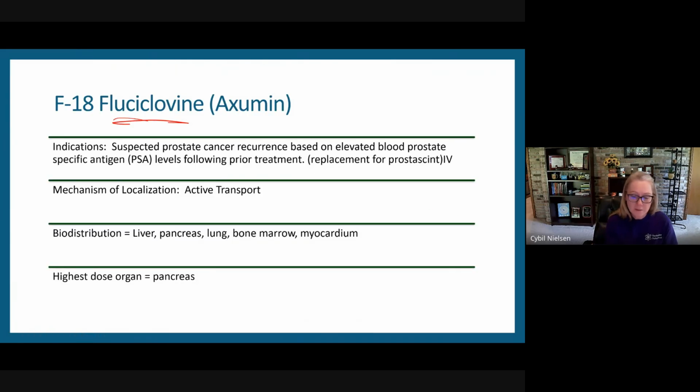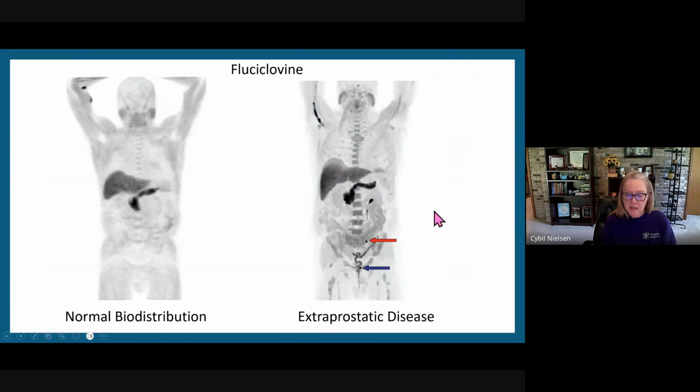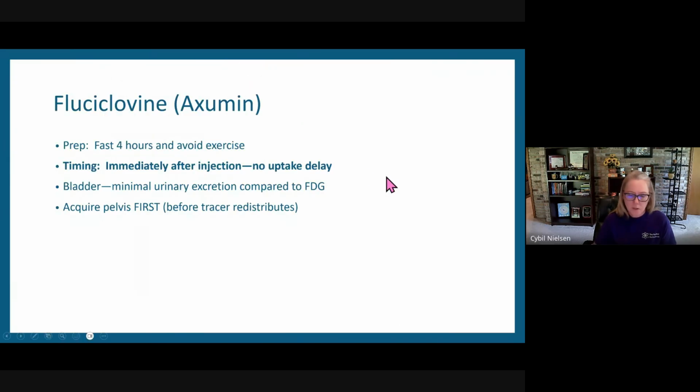Okay, fluciclovine, also known as Axumin. Do you guys do any fluciclovines? Okay, so the thing to know about fluciclovine is that you're going to see the pancreas. It's like the only scan that we do where you see pancreas. So if you're shown an image and it has the pancreas, it's fluciclovine. This is also the one where we're going to image immediately. So you inject and you start imaging. So you don't wait. So acquire the pelvis first because it's going to start redistributing.